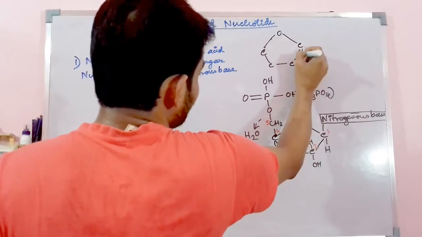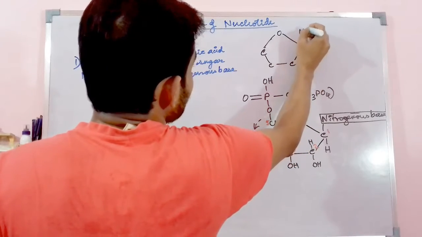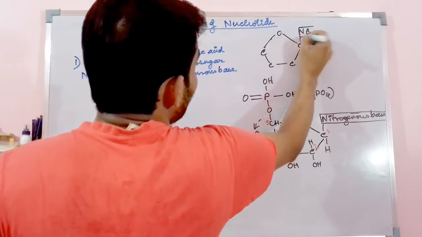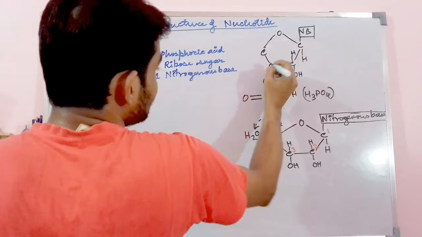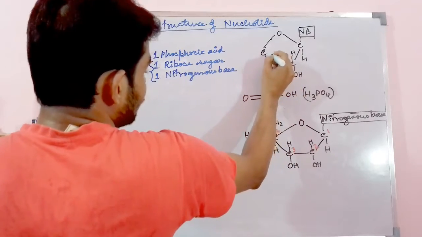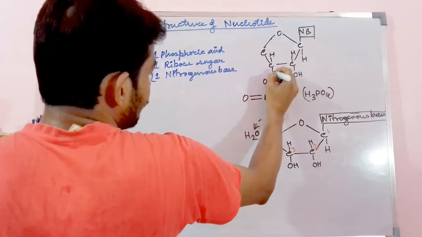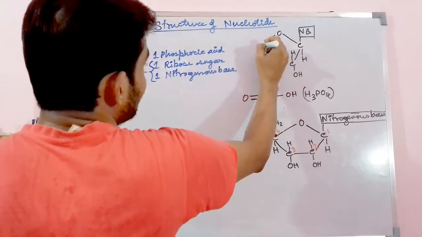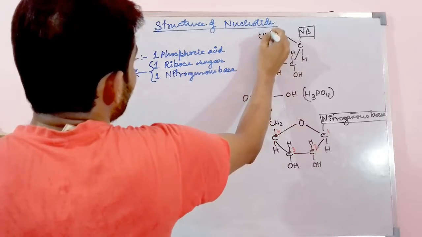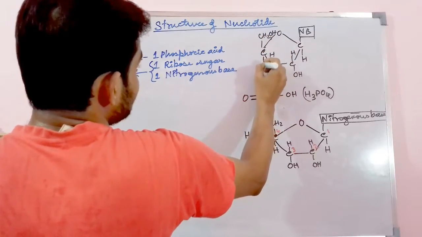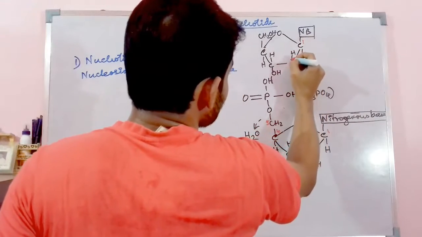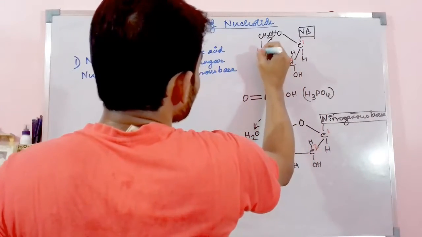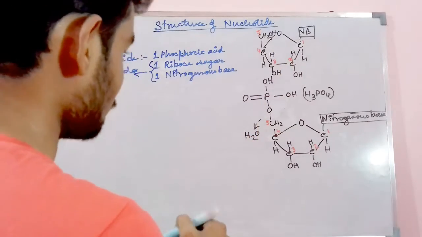This is what it is. Here also H, nitrogenous base, OH, H, here also H, OH, CH2OH and H. So if I name the carbons, in this case also, it will be same as the previous one, 1, 2, 3, 4 and 5, all these 5 carbons.